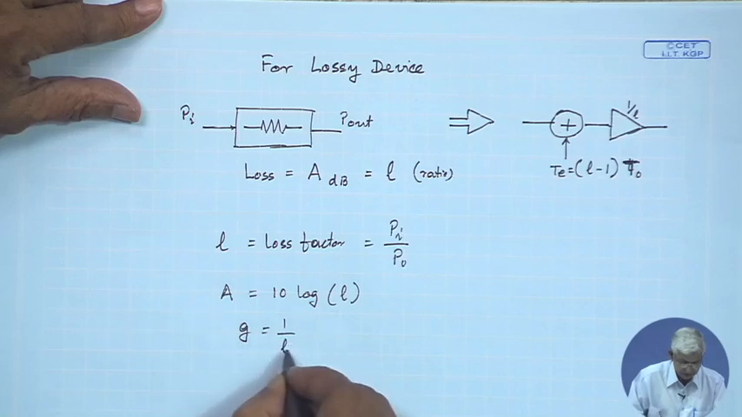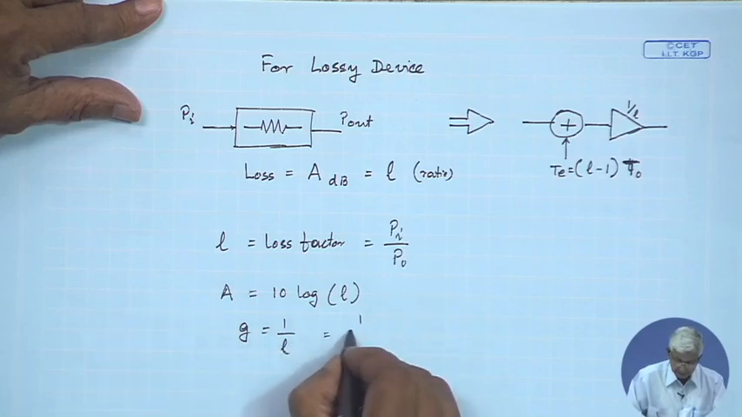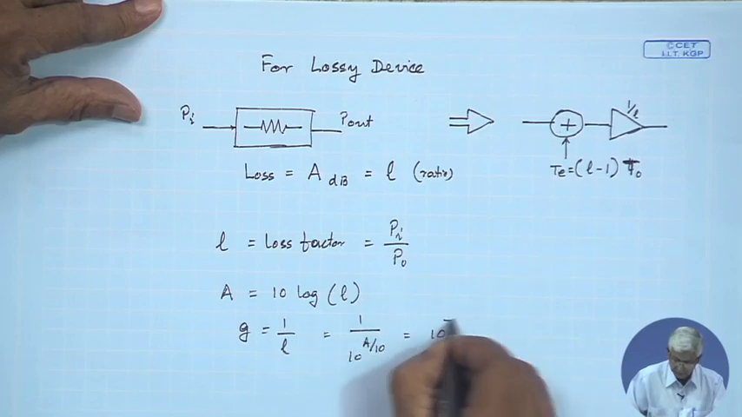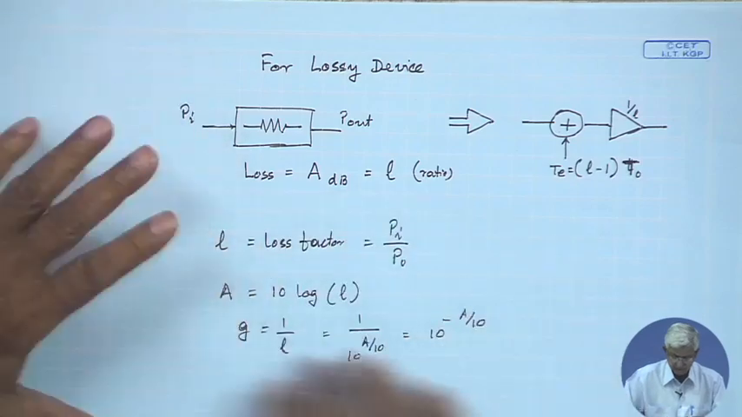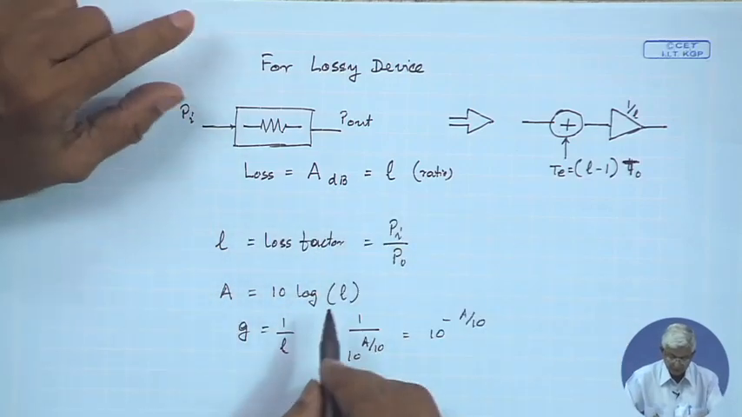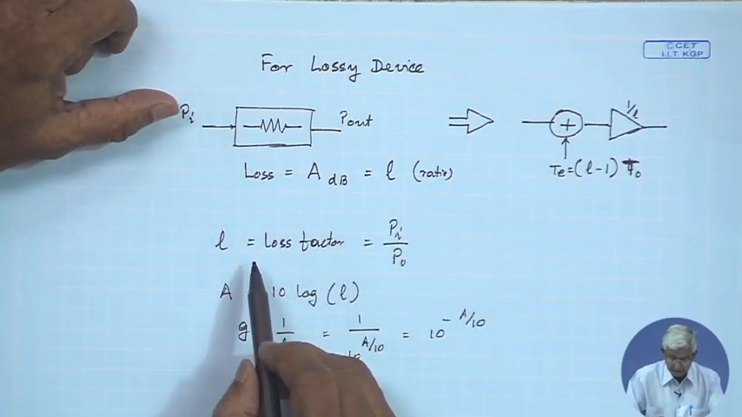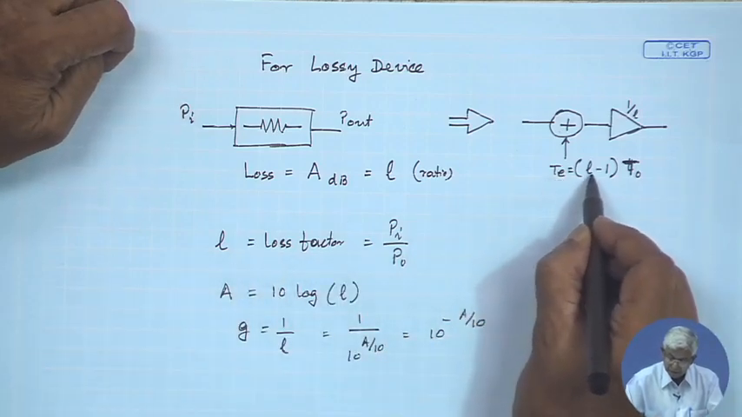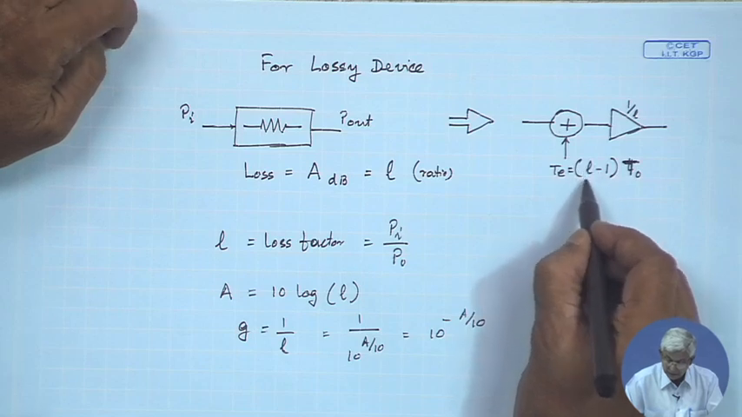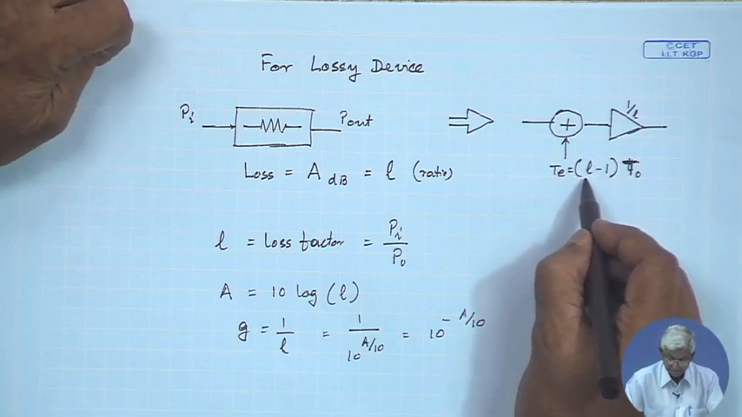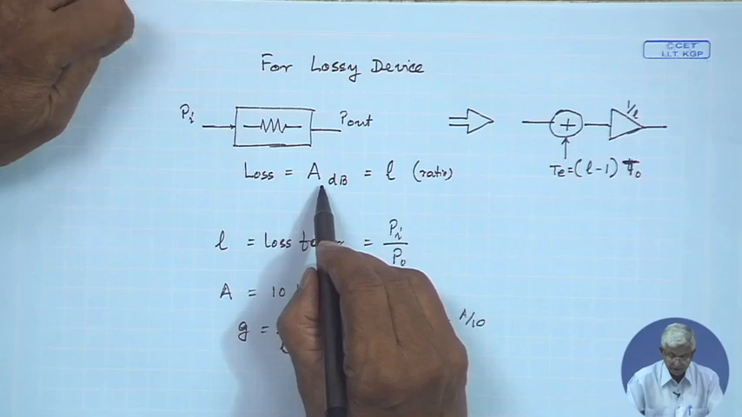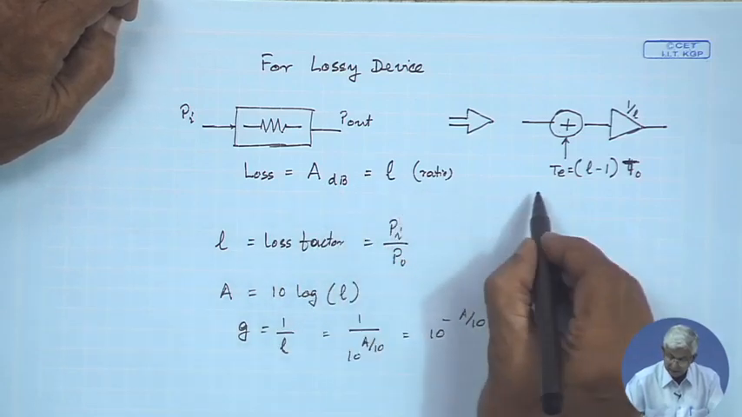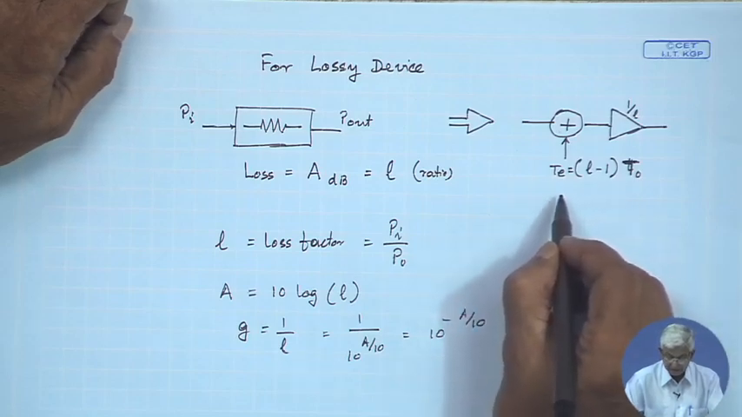I have written small g for ratio, which is 1 by L, or 10 to the power minus A by 10; there are various ways you can represent the whole thing. The issue I am trying to point out is that when we go into the temperature, we should use a number which is a ratio, not in dB. So, attenuations are defined in terms of dB many times; convert into a number which is the ratio, and then go into the noise temperature calculation.